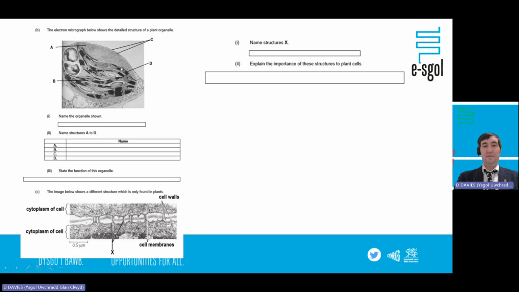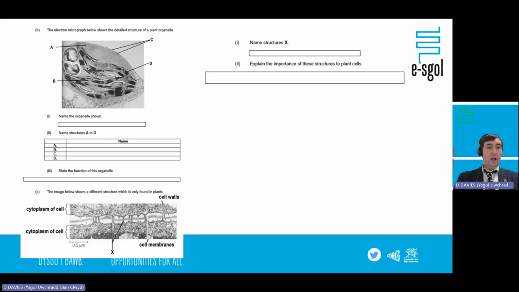A nice other easy one there: name the function. What is the job of this organelle? So that is another easy one. That's just a matter of remembering. Lots of these are A01, assessment objective 1 questions, so it's recall. Practice is the thing with recall.